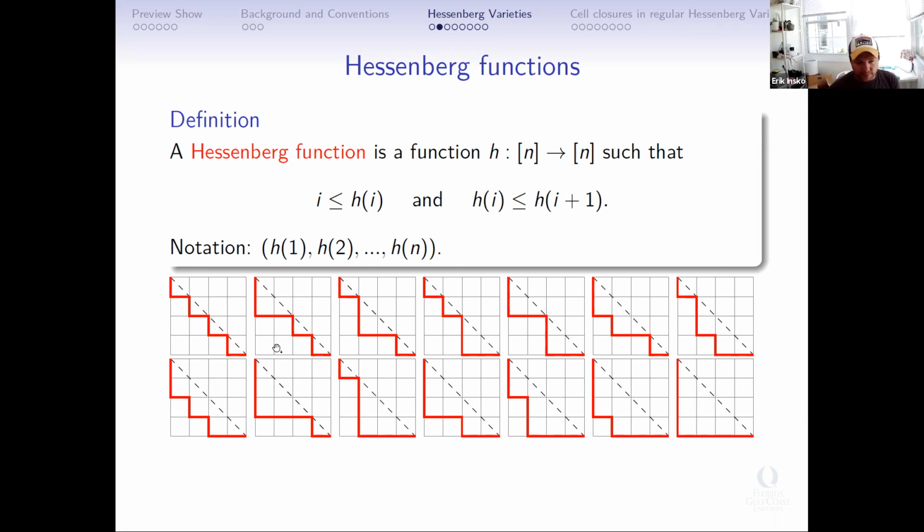So for the purposes of today's talk, we're going to focus on this one primarily, which is the one where h of i is equal to i plus 1. So h of 1 is 2, h of 2 is 3, h of 3 is 4, and h of 4 is 4.